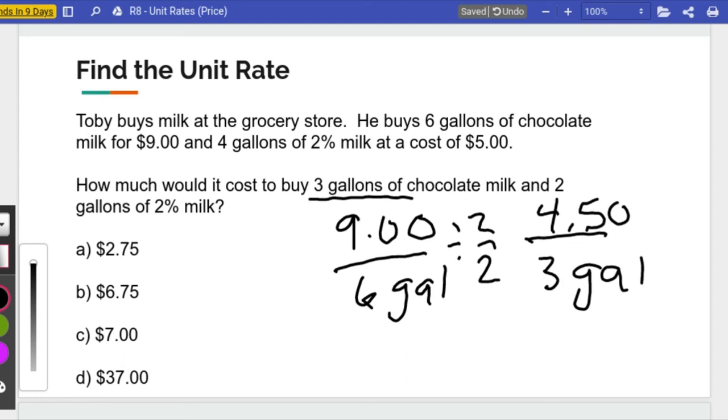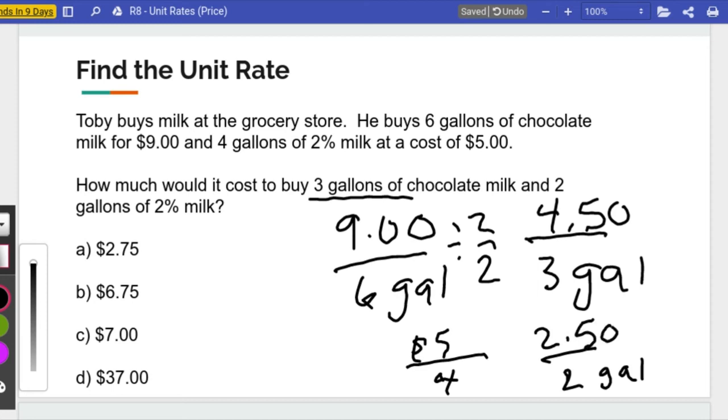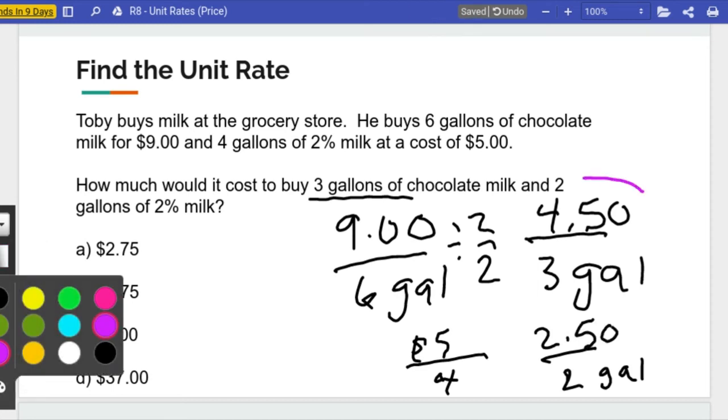How much would 2 gallons cost? So again, if I have $5 for 4 gallons, how much is it for 2 gallons? I'm just going to scale it down by dividing by 2, and I get $2.50 for 2 gallons. So I want to do both of these together, so I need to add the $4.50 for my chocolate milk and the $2.50 for my white milk. So I would have $7 is what it would cost me total.